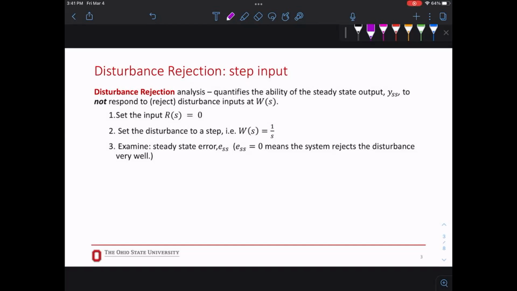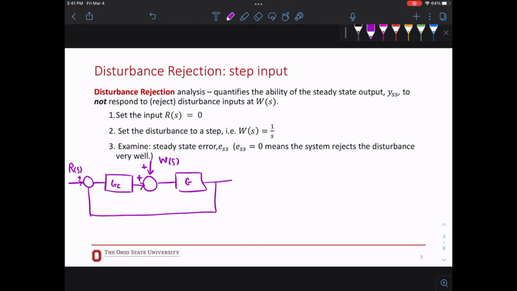Let's say you have a system with GC as your controller. This is G, the plant. This is where W is your noise, W(s). This comes in and could be plus or minus, depending on what kind it is. This is your R(s), which is your reference. And then this is your feedback loop, negative. Let's say we have H because we have an actual sensor here. So let's say this was the case.